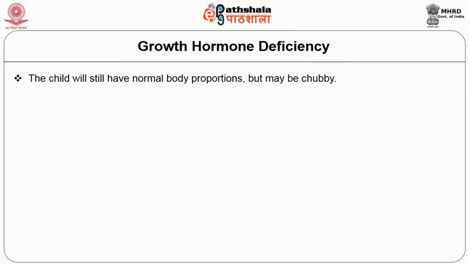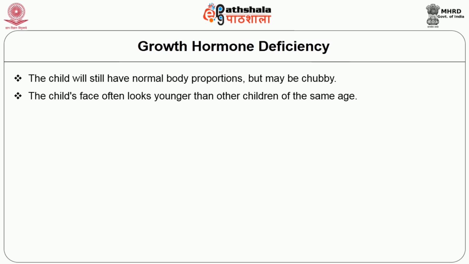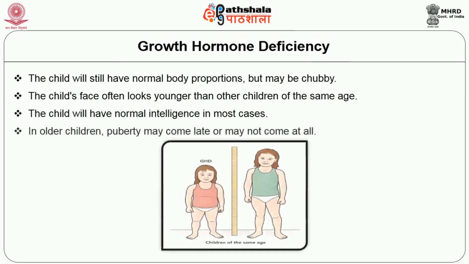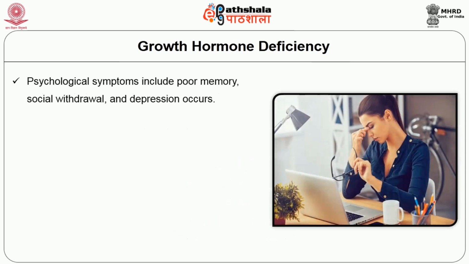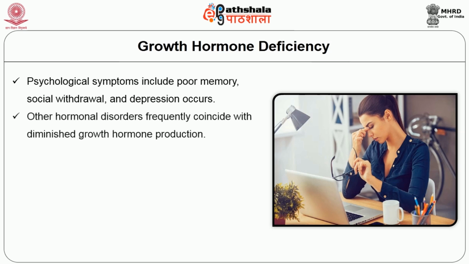The child will still have normal body proportions but may be chubby. The child's face often looks younger than other children of the same age. The child will have normal intelligence in most cases. In older children, puberty may come late or may not come at all. These children will also have some psychological symptoms, including poor memory, social withdrawal and depression. Hormonal disorders also coincide.